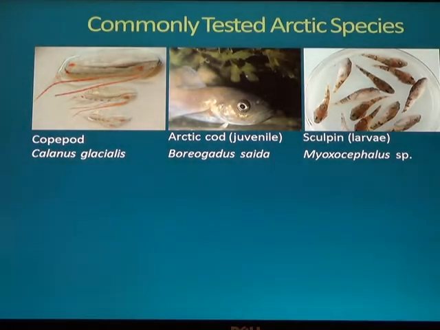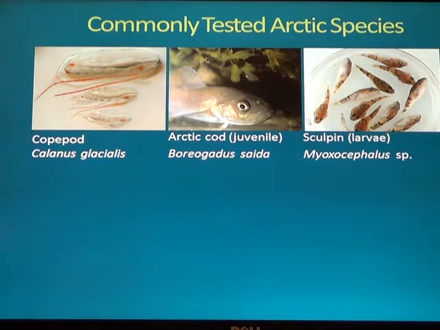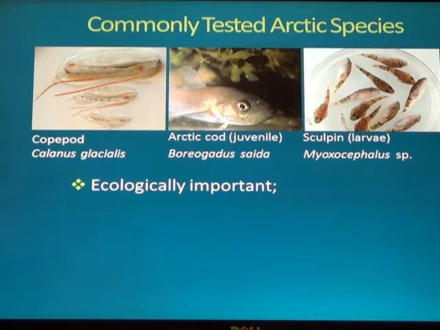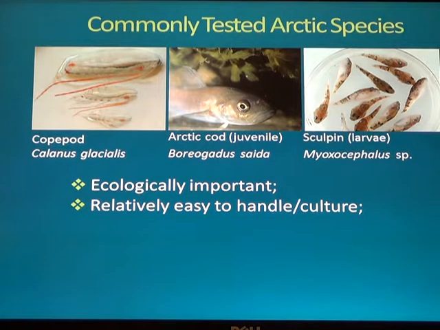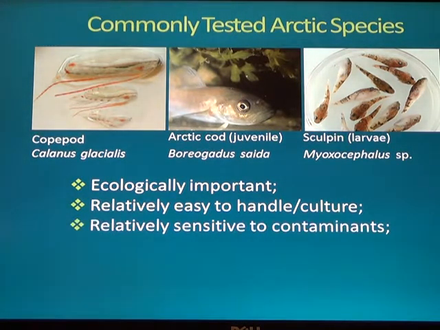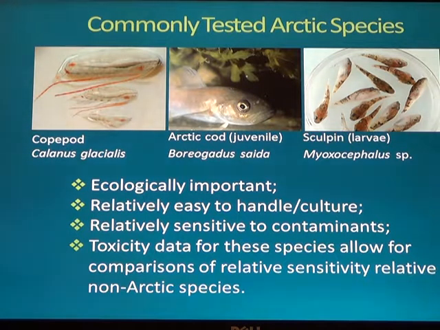Some of the commonly tested Arctic species include copepods, Arctic cod, and sculpin. These have been tested because they are ecologically important and occupy different portions of the food web. They're relatively easy to handle and culture. They're relatively sensitive to the contaminants, which is really important. We want to make sure that we're testing sensitive species. And the toxicity data for these species allow us to use them as comparisons for other non-tested Arctic species or non-Arctic species where we know the sensitivities are similar.